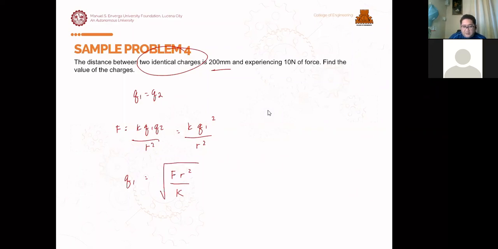Okay? That is just derivation of the formula. If you are having difficulty, practice your algebraic knowledge, your algebraic manipulation. Okay? Our F is 10 newtons. Our r is 0.2 meter squared all over our k, which is 9.0 times 10 to the 9 Newton meter squared per Coulomb squared. Okay, then square root. So, Newton is cancelled out, meter squared cancels out. Coulomb squared goes to the numerator, then comes out there.